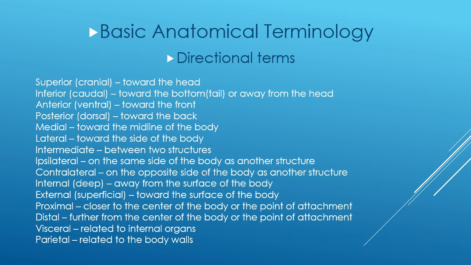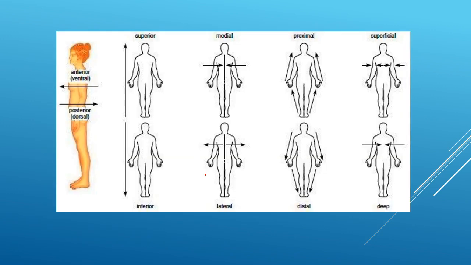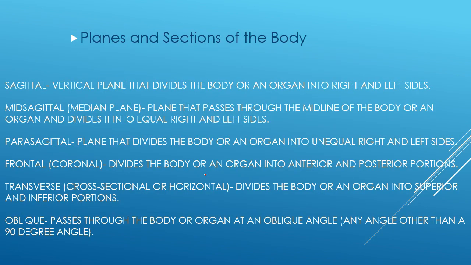Okay, then visceral and parietal, we'll see these. Visceral is going to be related to internal organs, and parietal is going to be related to body walls. Okay, just a little bit longer. So here we see some pictures of all of those directional terms. It would be good to know.